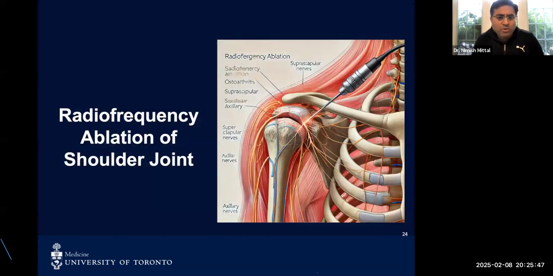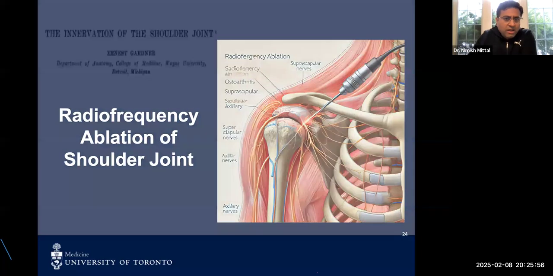Alrighty, that was all I had for frozen shoulder. Now we're going to move to the radiofrequency ablation of the shoulder joint. And for this one, let me see how many minutes I'm in. I think time looks okay.